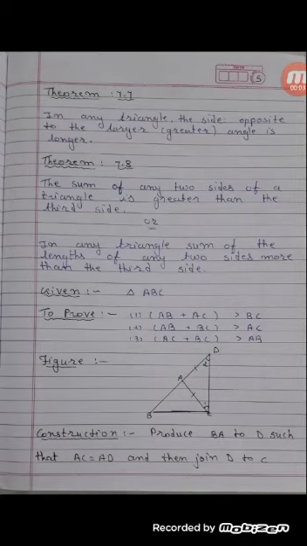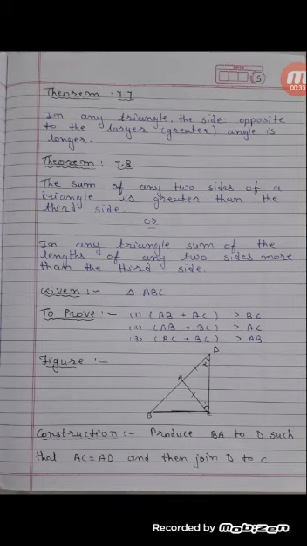Theorem 7.7. In any triangle, the side opposite to the larger angle is larger. Here, in any triangle, the side opposite to the larger angle is larger. Now theorem 7.8. The sum of any two sides of a triangle is greater than the third side. Or in any triangle, the sum of the lengths of any two sides is more than the third side.